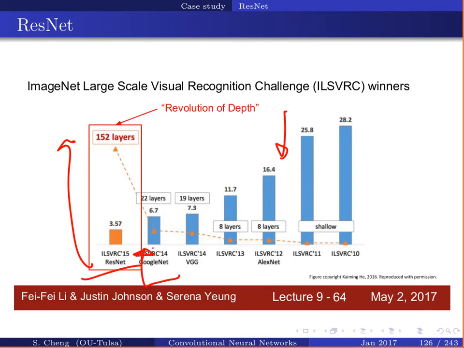But actually, batch normalization that we mentioned earlier has a lot to do with the possibility of stacking so many layers. Without batch normalization, it's very difficult to go really beyond 20 layers. You just cannot get training to converge, basically.